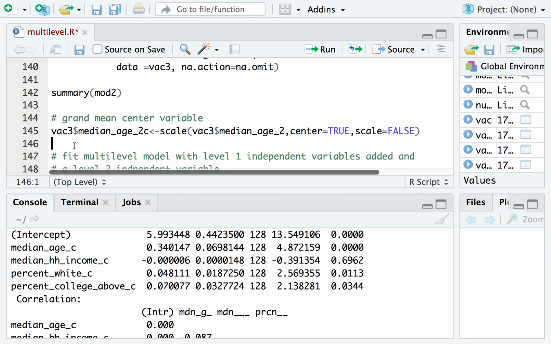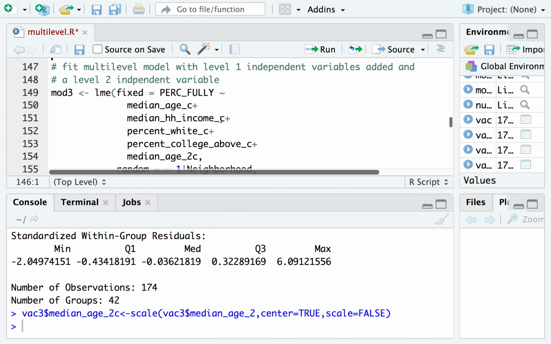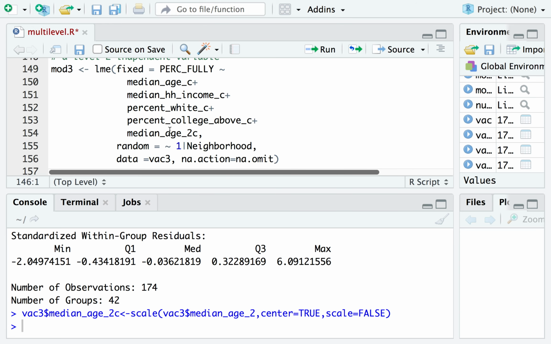I'm going to take the aggregate median age by neighborhood, which I previously calculated, and I'm going to center it. I'm going to subtract the overall mean for median age 2, which was the aggregate median age by neighborhood, and create this new variable. I'm using the scale function, center is equal to true, scale is equal to false. And now I'm going to include it. I'm going to name it mod 3, my third model.